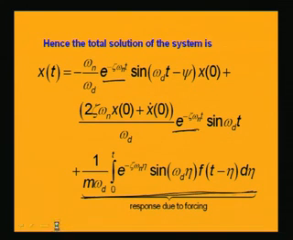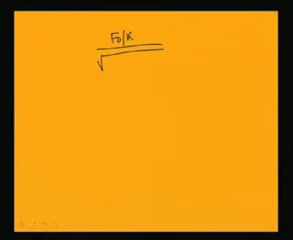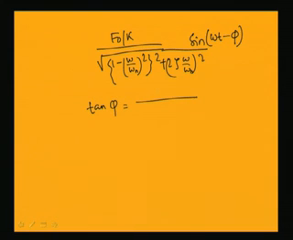If it is a harmonically excited system, so f(t) equal to F sin omega t, by using this convolution theorem you can find that x equals F0 by k divided by the square root of (1 minus omega by omega n whole square) plus (2 zeta omega by omega n) whole square, times sin (omega t minus phi), where tan phi equals 2 zeta r by 1 minus r square, and r equals omega by omega n.